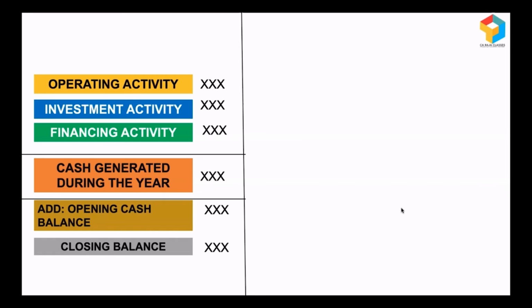I'm aggregating them so that I can get the cash generated during the year. And with this, when I add the opening cash balance, automatically I get the closing cash balance. So by having a look at this statement, I'll get to know from where money had come in, where money had gone out. And it also acts as a reconciliation statement, because by adding the cash generated during the year with the opening balance, I get the closing balance.